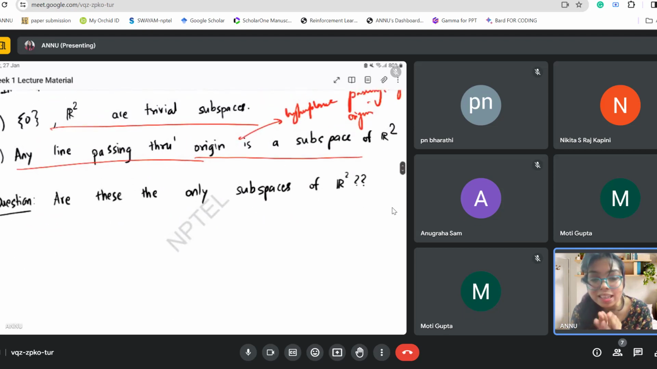Now, one question arises. Are these the only subspaces of R square? Yes or no? Definitely no, right? Because R is an infinite set. You can have many subspaces, or you can be restricted to only these particular subspaces.